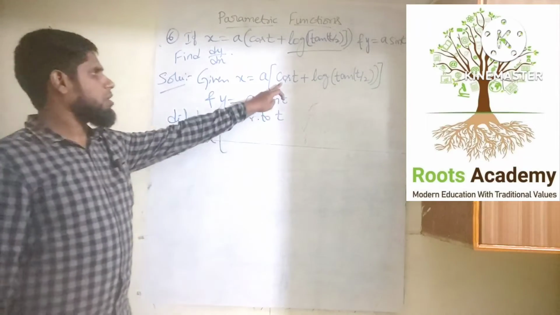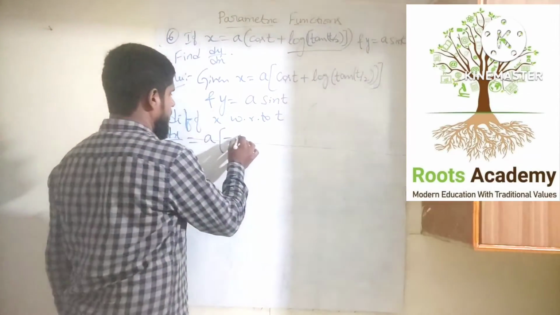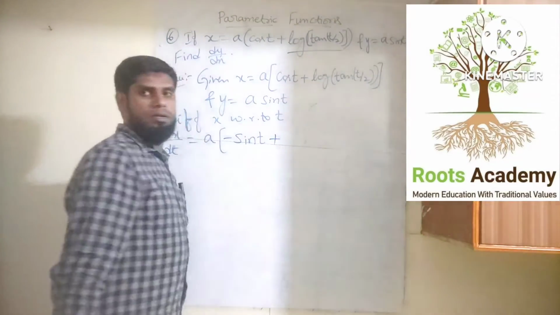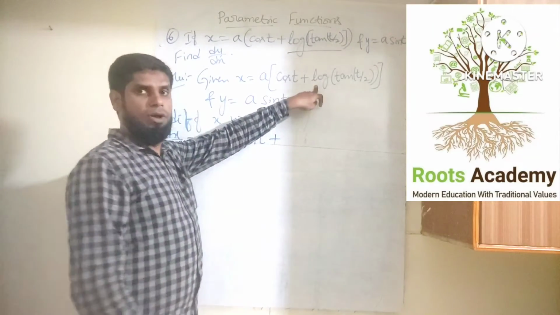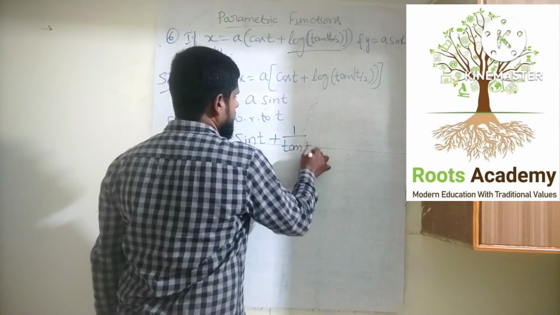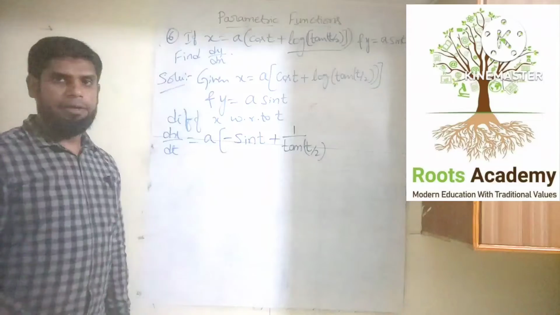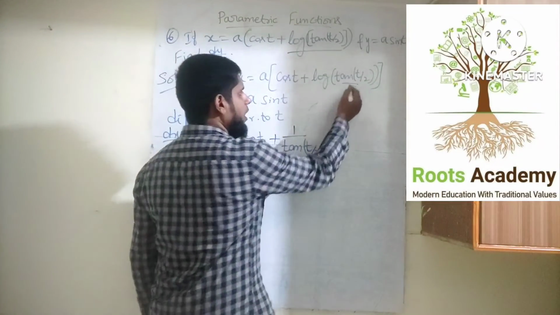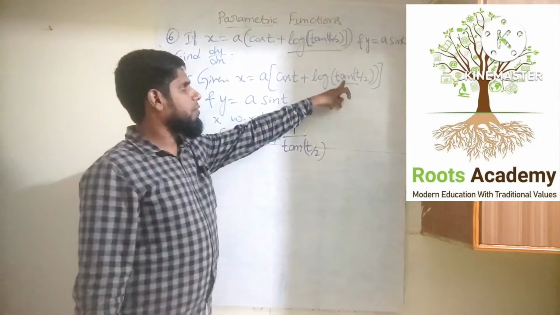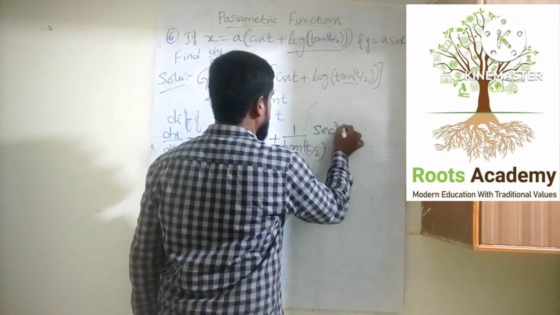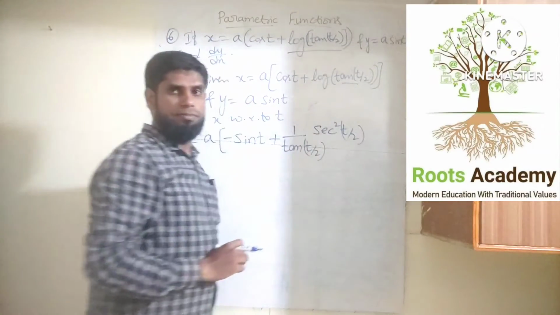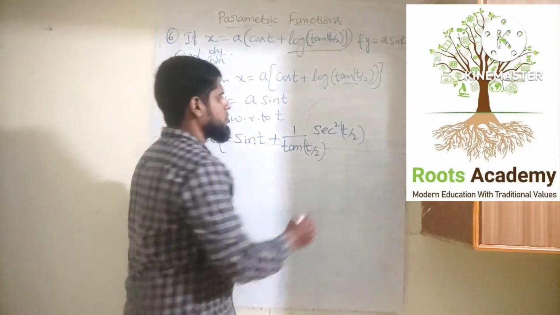into derivative of cos is minus sin t plus first function is log, derivative of log is 1 divided by tan t by 2 into derivative of tan. Log function is over, derivative of log x is 1 by x. Now derivative of tan is secant square t by 2. The next t by 2 is also a function. Derivative of t with respect to t is 1, so into 1 by 2.